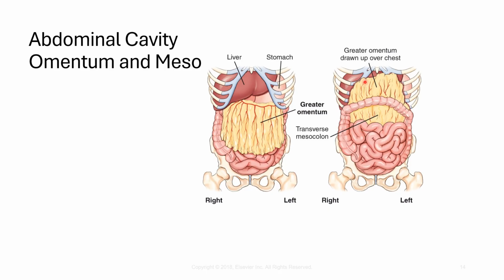And then they draw it up over the chest, and you can see the transverse colon there, and then all of the small intestine. So the greater omentum and the lesser omentum are double folds of peritoneum that go from the stomach to another organ. The mesentery is a double fold of peritoneum that goes around the small intestine, and then the visceral and parietal peritoneum are what actually lines the abdominal cavity and the abdominal organs.